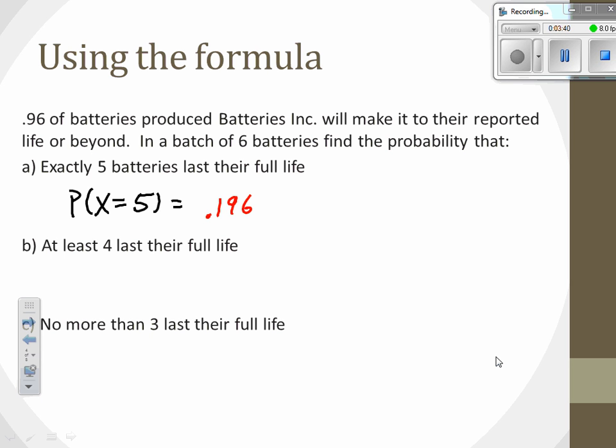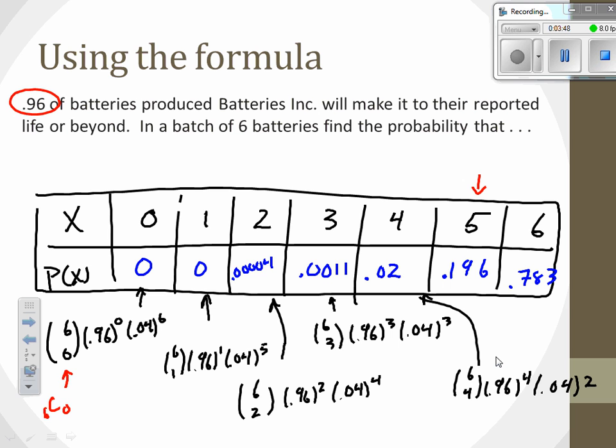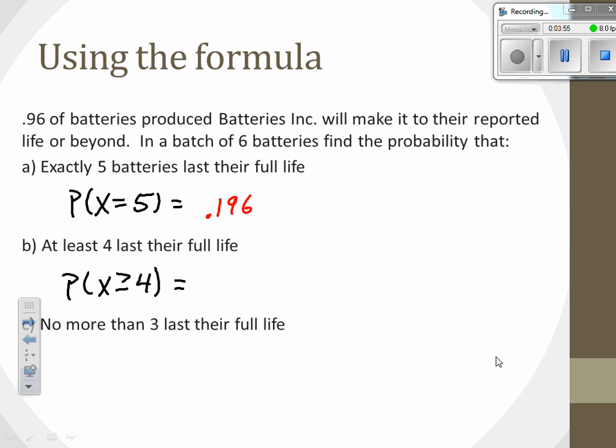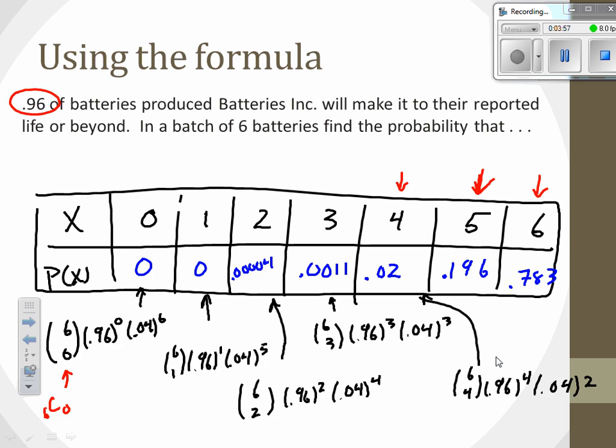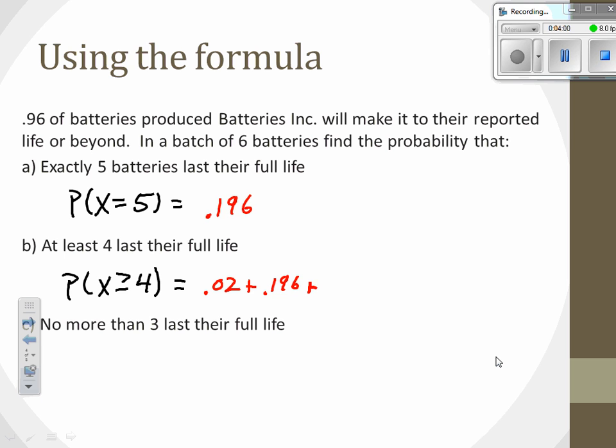Probability of at least 4. In other words, x is greater than or equal to 4. Go back to your table. Greater than or equal to 4 would be 4, 5, or 6. So that would be 0.02 plus 0.196 plus 0.783, which is, just a moment, 0.999. Very likely that we have at least 4 good batteries.